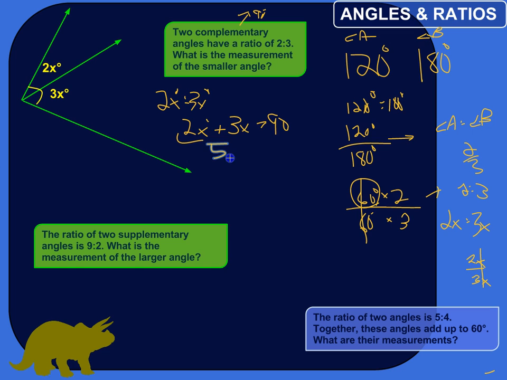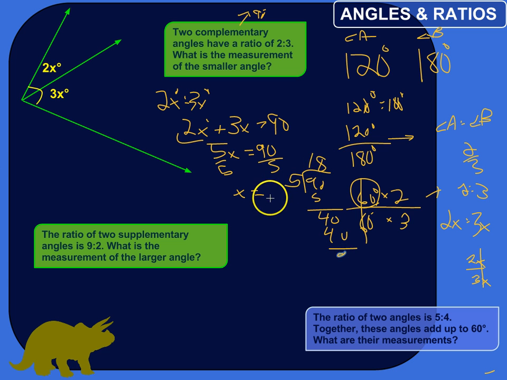So 2x plus 3x is 5x. 5x equals 90. I could divide both sides by 5. So x is 90 divided by 5, which you can do on your calculator, but for fun, let's do it out by hand. It's good to practice the skills.